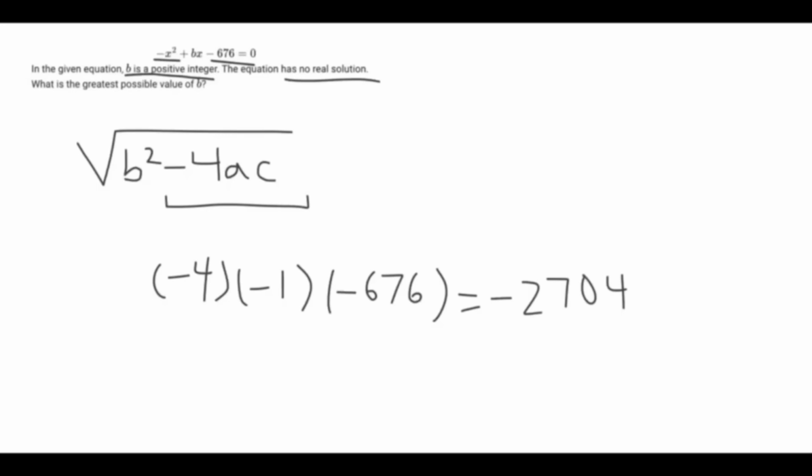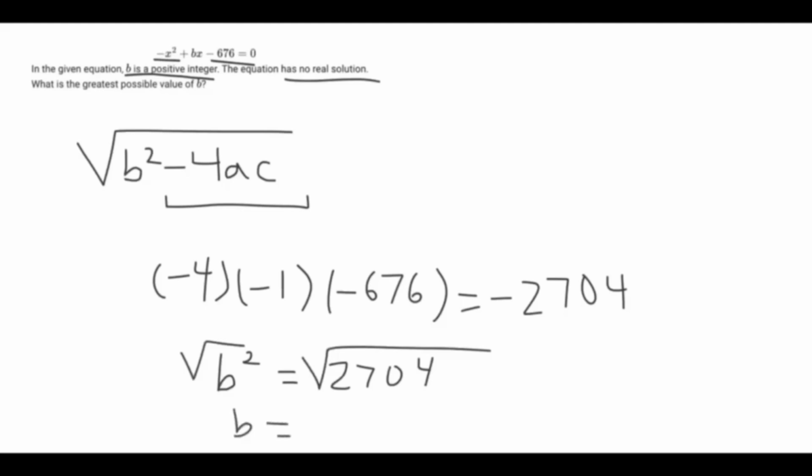As we talked about before, we need to know that the value of b squared has to be less than 2,704, but it has to be the greatest possible value. So what we can do is just set b squared equal to 2,704. Not negative 2,704, because this has to be a positive value in order to be subtracted. Now we're just going to solve for b. If we take the square root of both sides, we get b is equal to the square root of 2,704, which is oddly a whole number, 52.